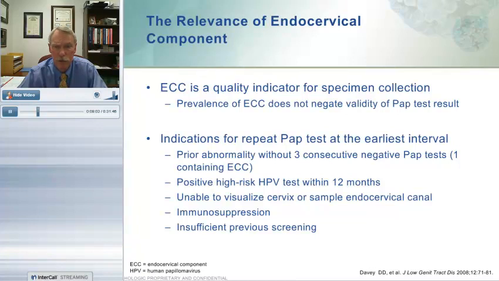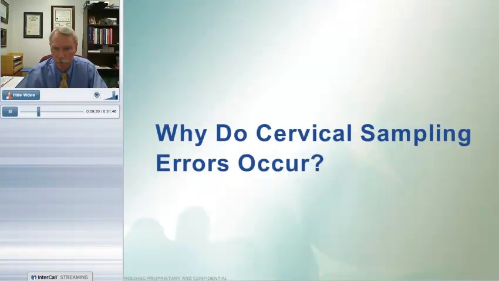If you are unable to visualize the cervix or sample the endocervical canal, if you can't see the cervix, you can't get a pap smear. If the patient is under immunosuppression or if there is insufficient previous screening, these can all be reasons to repeat the pap smear at an early interval.